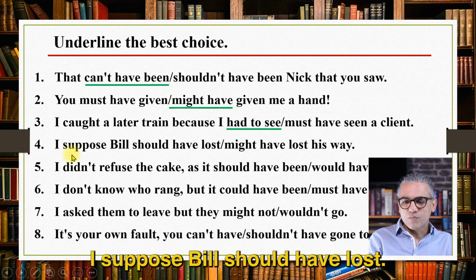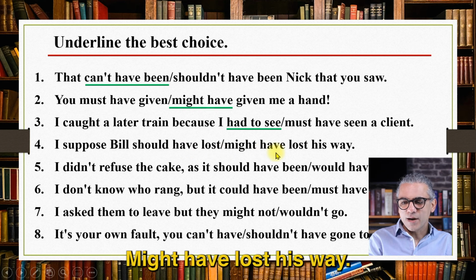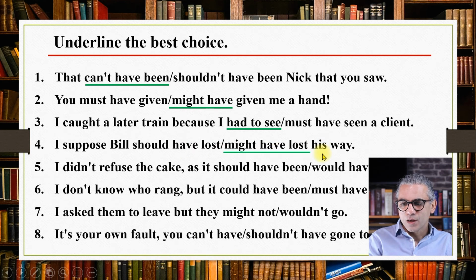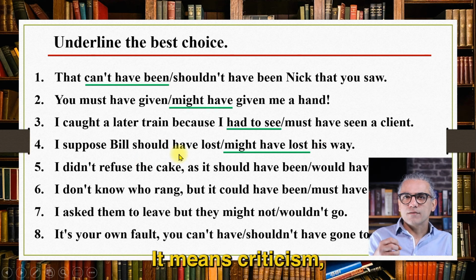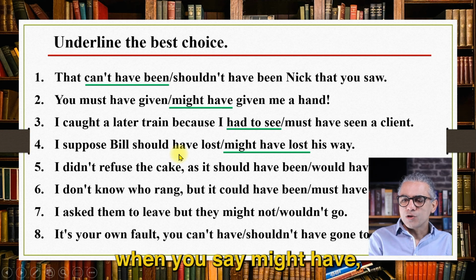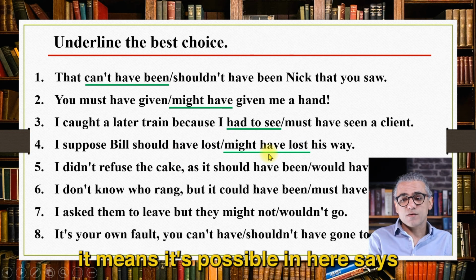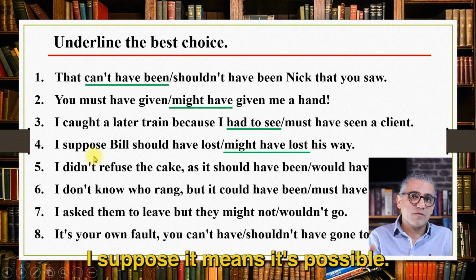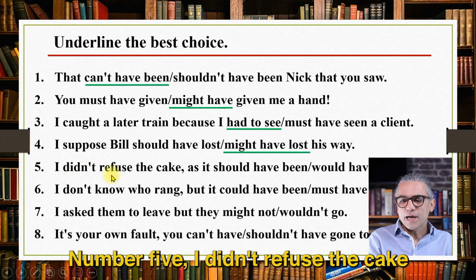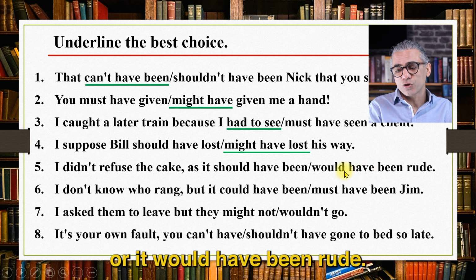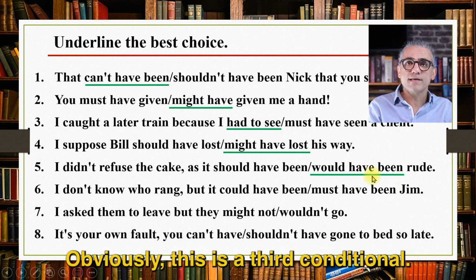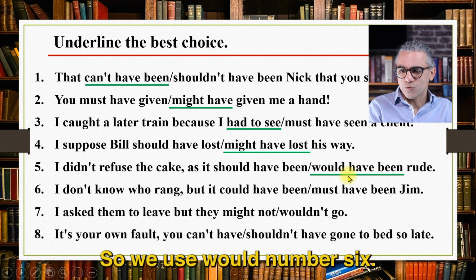Number four, I suppose Bill might have lost his way. Might have lost his way. Look, when you say should have, it means criticism. When you say might have, it means it's possible. In here, it says I suppose. It means it's possible. Number five, I didn't refuse the cake as it should have been. I would have been, as it should have been rude, or it would have been rude. Obviously, this is a third conditional, so we use would.